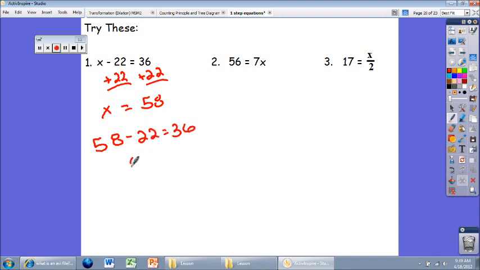So 8 minus 2 is 6. 5 minus 2 is 3. So 36 does equal 36. So we know we got that right.